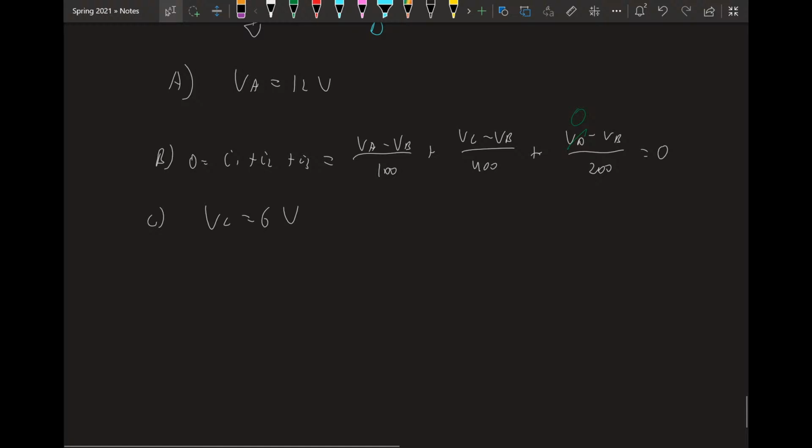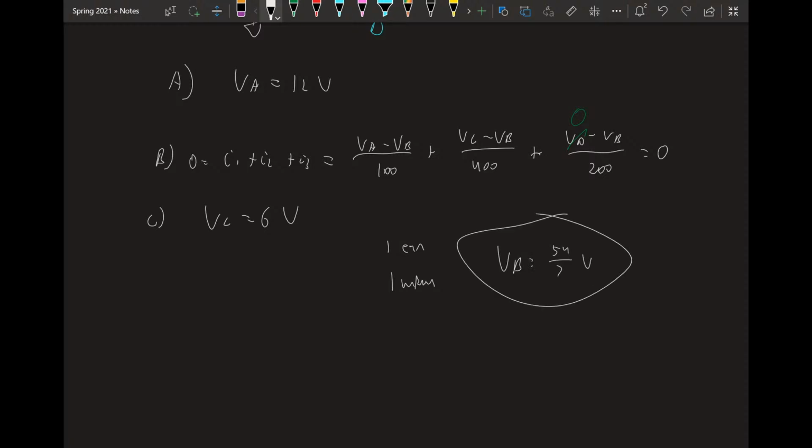So now we have one equation and one unknown, because we can put VA in here, we can put VC in here, and we want to solve for VB. When we do that, we get that VB equals 54 over 7 volts. I'm not actually going to do the math; I assume you guys can do the math. The ENA part is setting up the equations, so you could solve this using whatever.